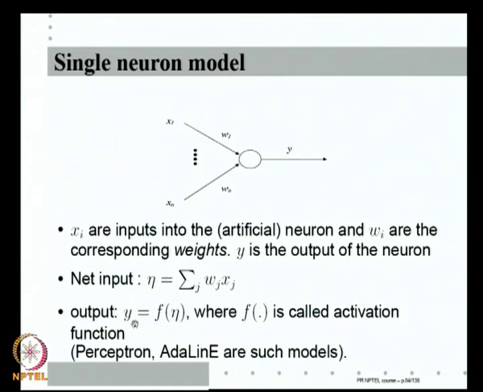But viewed simply as a mathematical model, within this structure, if I take f to be a step function, I get a perceptron model. If I take f to be a linear function, we get the adaptive linear element model, which is what we said the original LMS algorithm is based on. So, these models, as I said, are already used in pattern recognition.